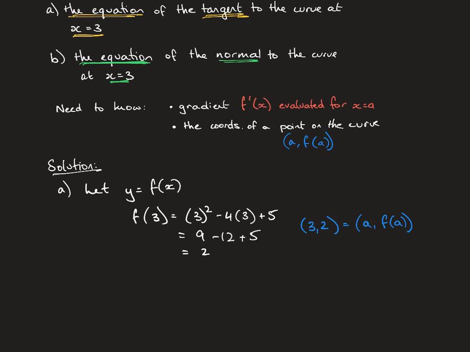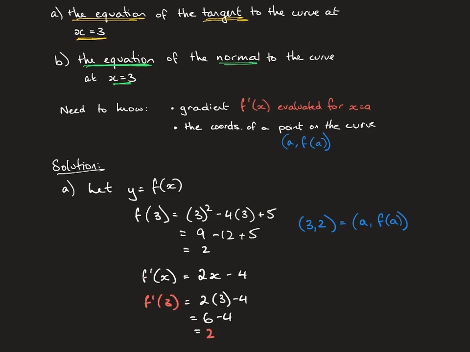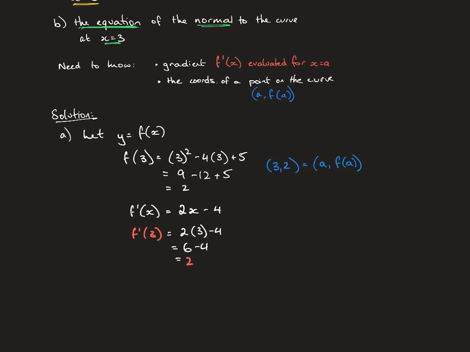So f dash of x is 2x minus 4, and when we evaluate that at our a value, which is 3, we get 2. So now let's find the equation of the tangent. So the formula for the straight line, y minus y1 equals m times x minus x1, becomes y minus 2, because y1 is our 2, equals 2, because that's the gradient, x minus 3, because that's our x1 there.